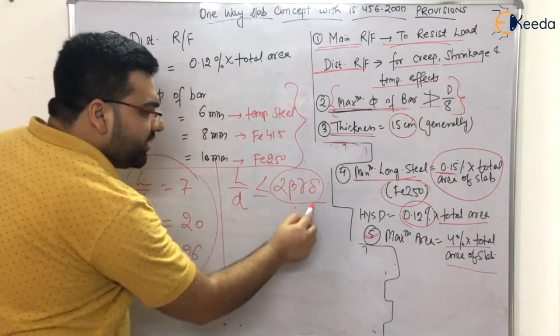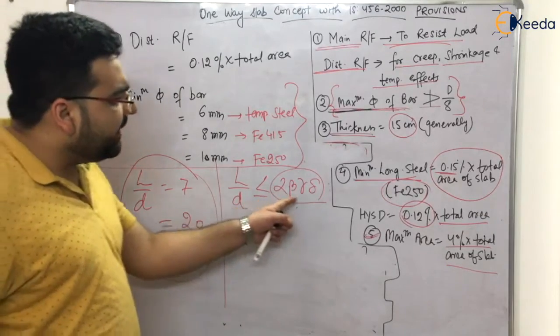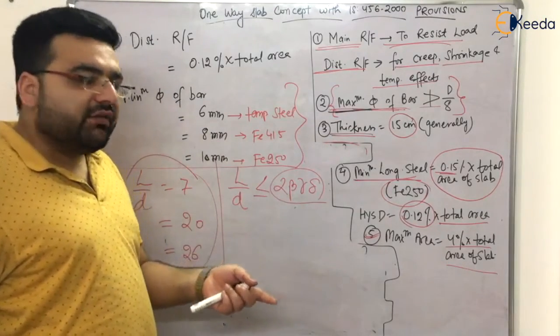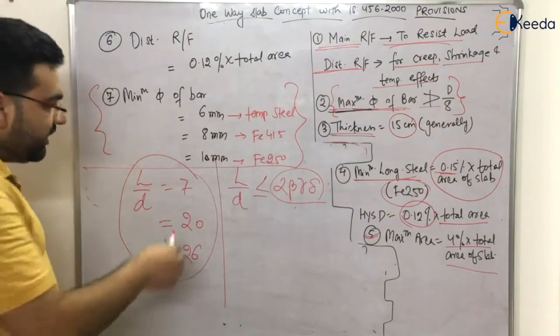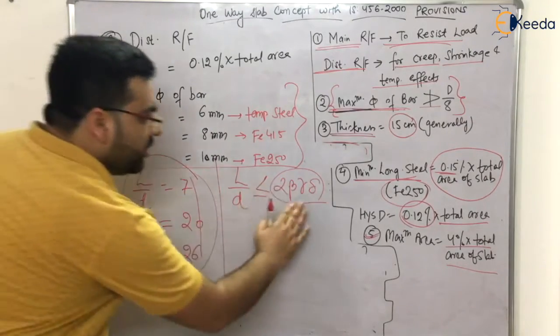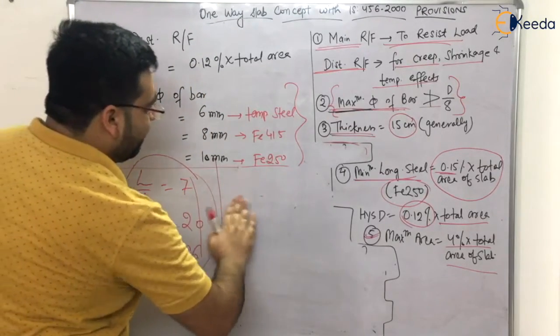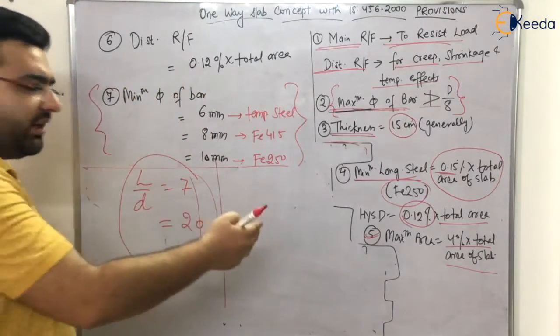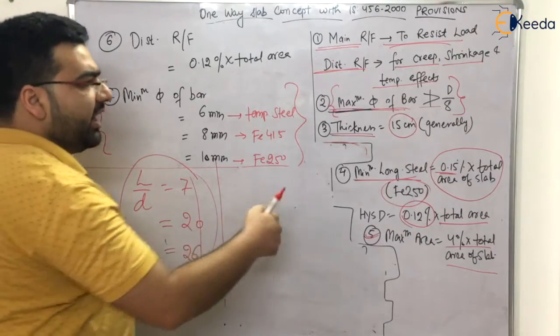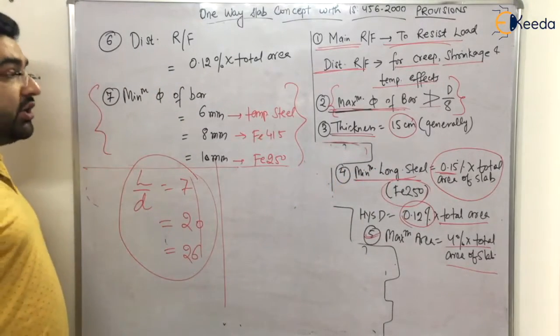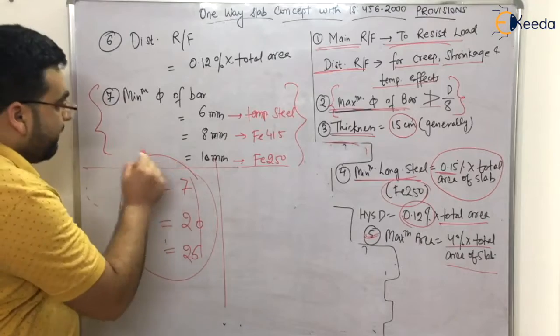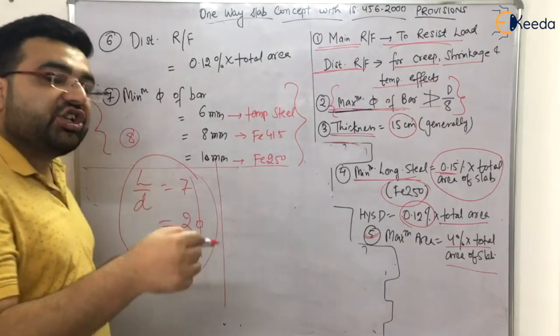I have not told you this because this is not important. Alpha, beta, gamma, delta are parameters which depend upon a lot of things, so directly I am writing the values. From there we get the values 7, 20, 26, and for slabs also we will be getting the values. So the next thing, number 8 point, would be the deflection control parameter.